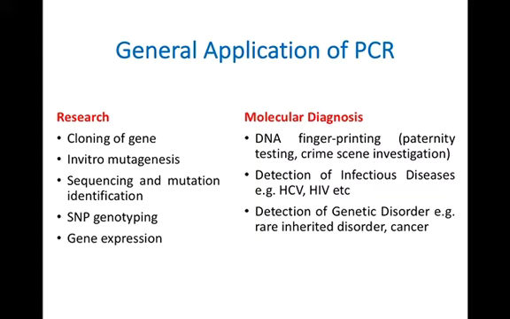So there are several applications of polymerase chain reaction. It is widely used in the research as well as in the molecular diagnosis. In research, it has several applications in cloning of the gene, in vitro mutagenesis, sequencing and mutation identification, SNP genotyping, gene expression, etc. And some of the same applications are overlapping with the molecular diagnosis as well. For example, genotyping sometimes is used for identification of a specific mutation, and the same application we also use in the molecular diagnosis as well.